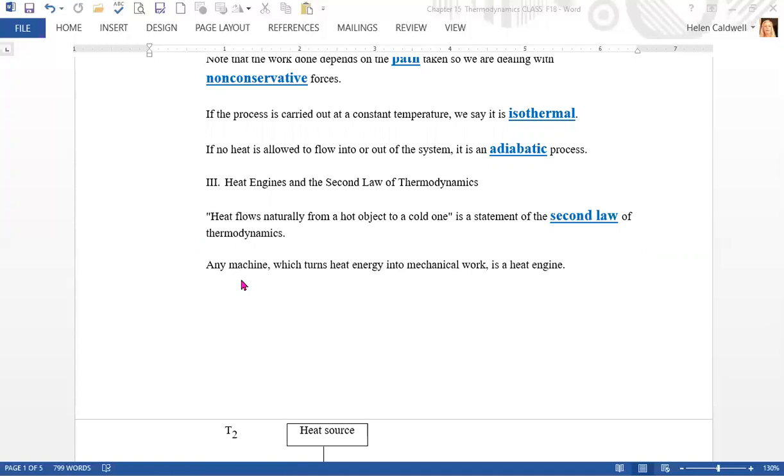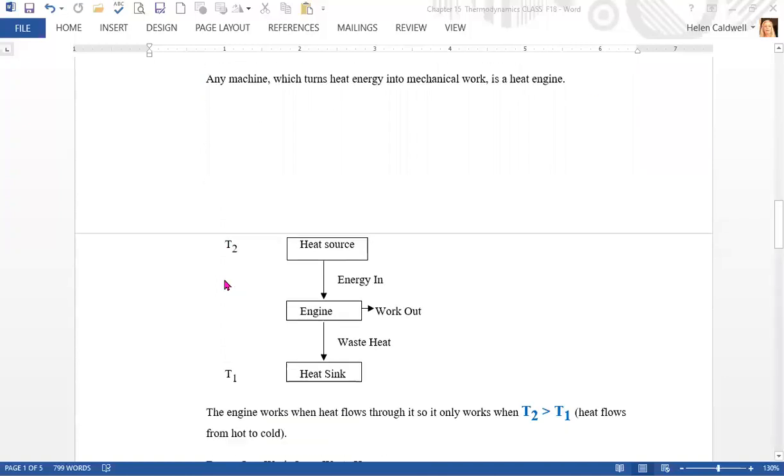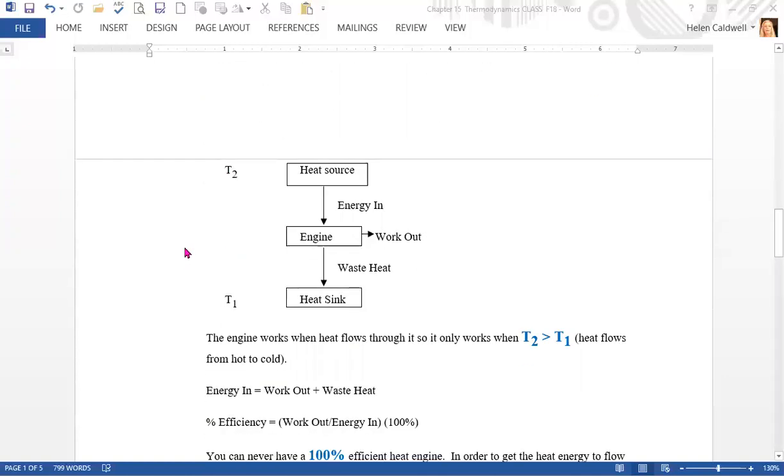Any machine that turns heat energy into mechanical work is a heat engine. So an internal combustion engine, an engine that runs off burning gasoline, is a heat engine. Your electric car, if you've got one that works strictly off a battery or that you plug in, is not a heat engine.